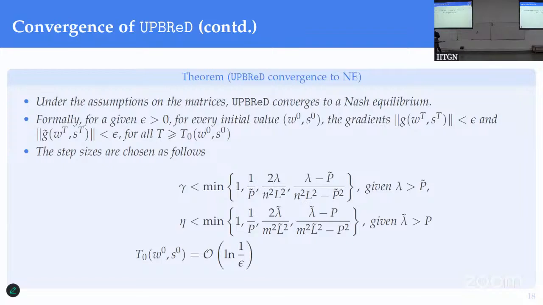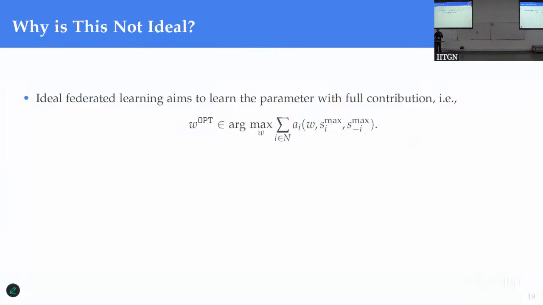Okay, so it is doing this, but still it is not ideal. Why is that? Because the ideal federated learning model is where everybody is contributing to the full extent, right? So S_max is what our objective is. And what we actually want to learn is this W_opt, which is maximizing the sum of these accuracies when everybody is contributing the full amount of data.